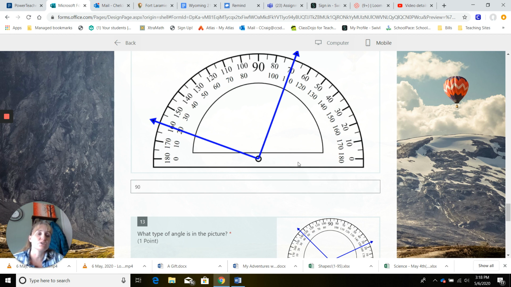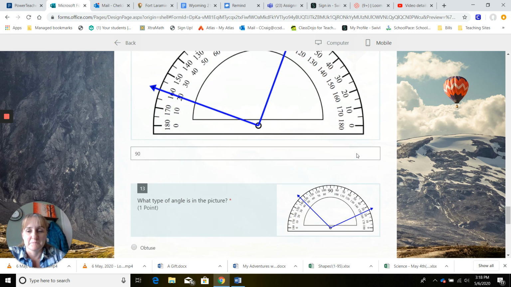Another trick that you can use is to take a piece of paper, line it up with the corner of that angle, and if you see one edge of paper along one side of it and another edge along the other side of the line, you'll know, oh, that's a perfect 90-degree angle.